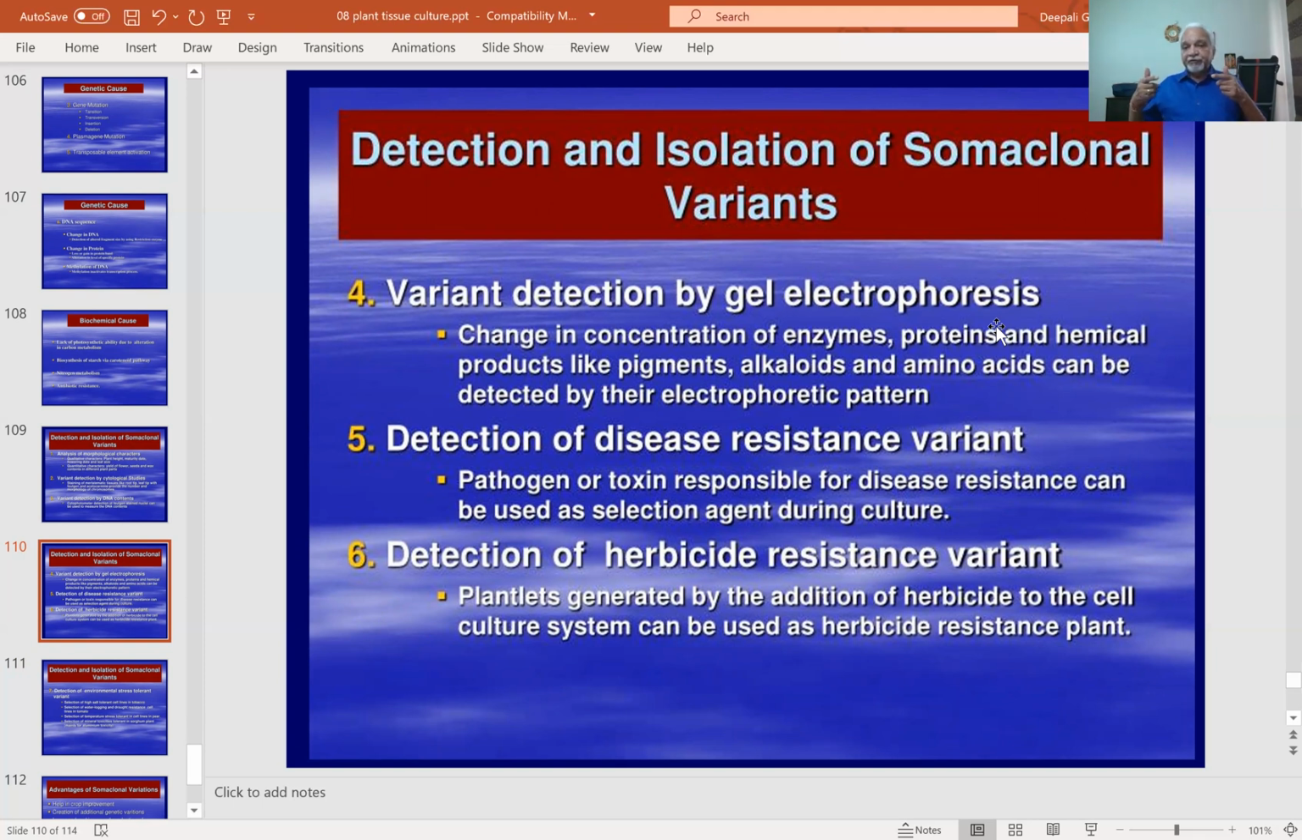And then the traits. If a trait is, for example, disease resistance, you can expose these plants to pathogens and see which one protects itself better. And herbicide resistance is another one. You can expose the population to herbicides and see which one is protecting itself. So there are different ways by which we can detect somaclonal variations in a population of tissue culture regenerated plants. Okay.